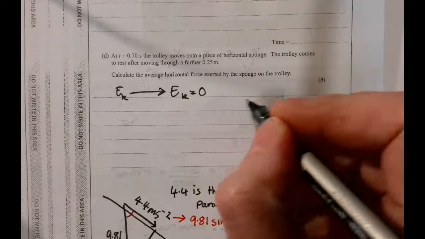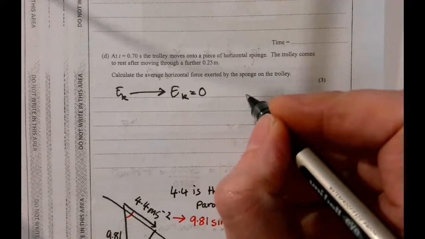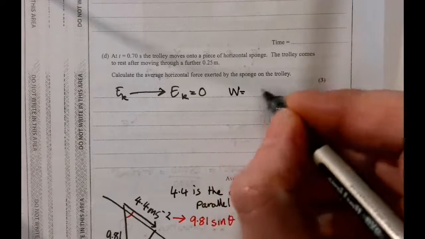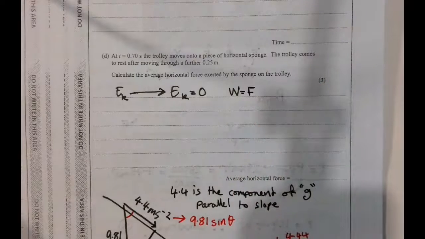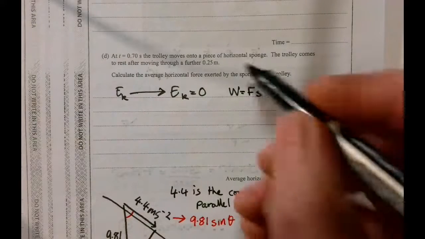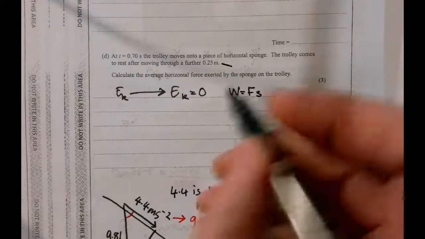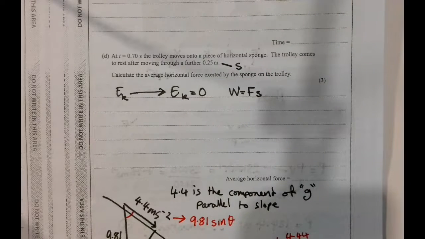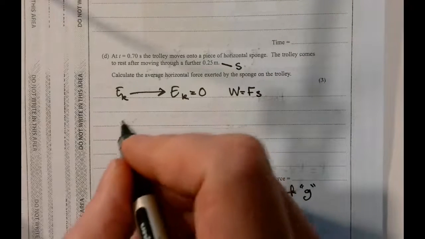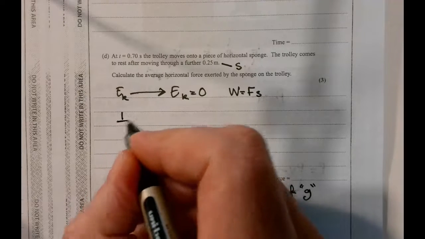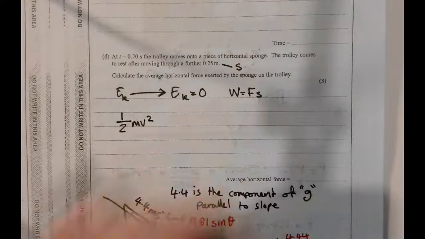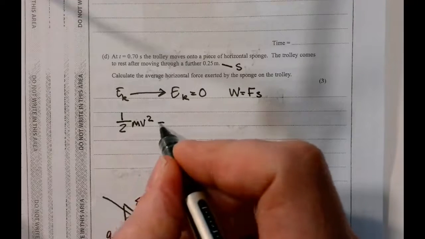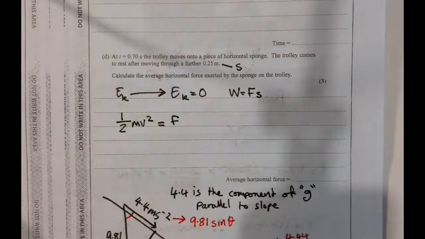Because the work has been done by friction, and the amount of work done is going to equal the force, or the average force, multiplied by the distance. Being that the question has told us we've got 0.25 meters here, that's your distance. So let's see what we need here. For the kinetic energy while it's moving, we're going to use half mv squared, and that's going to equal the force applied multiplied by the distance.